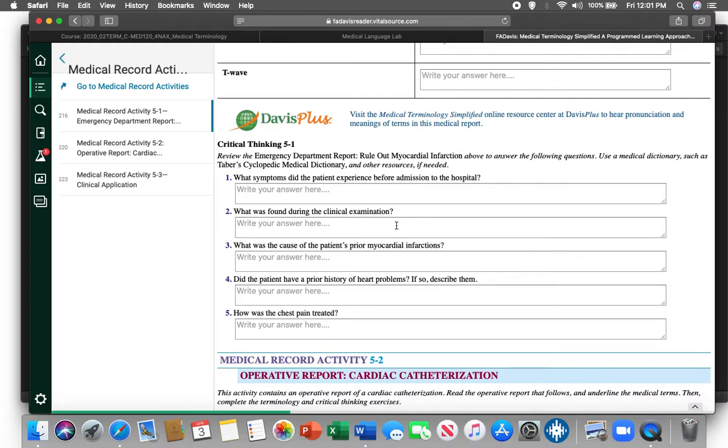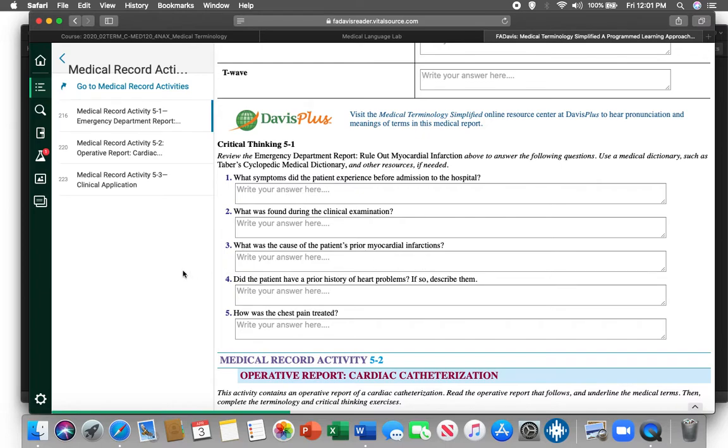What was found during the clinical examination? A, B, C, D, right? What was the cause of the patient's prior myocardial infarction? Was it A, congenital heart disease, B, illicit drug use, C, a gunshot wound to the chest, D, all of the above? Of course, the best answer is B, illicit drugs. He's a drug addict and he likes taking cocaine.